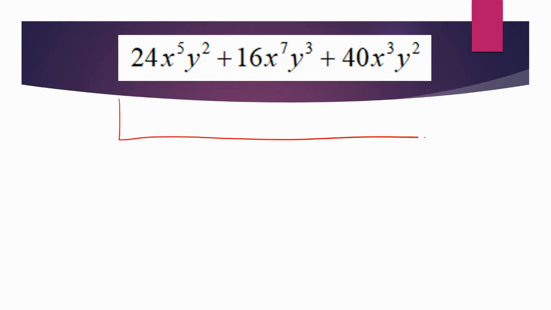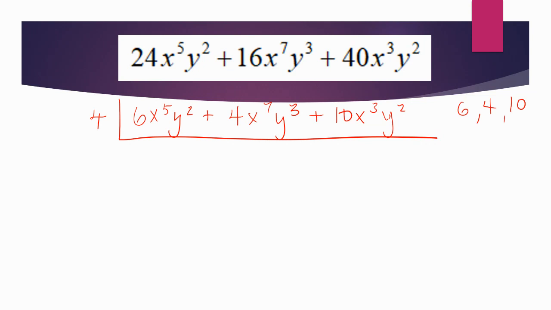All right, so first of all, I've got 24, 16, and 40. I'm going to go with 4 and see what happens. So 4 times 6. We're not messing with our variables yet. 4 times 4 gives me 16. 4 times 10 gives me 40. Now, I have 6, 4, and 10. They definitely have another number in common. All of them can be divided by 2, right? So I'll pull out 2.